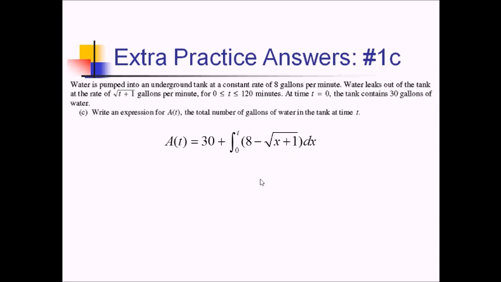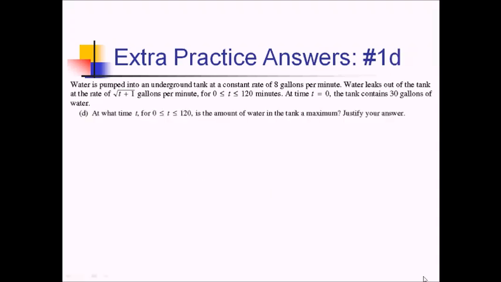And if we wanted to, we could split this up a little bit to be 30 plus 8x, or actually I guess it would be 8t at that point, minus the integral from 0 to t of radical x plus 1 dx. For this last part of the problem, we want to know what time between 0 and 120 is our amount of water at a maximum.